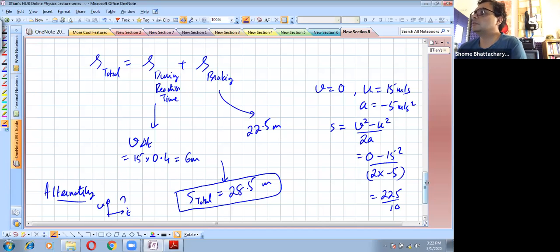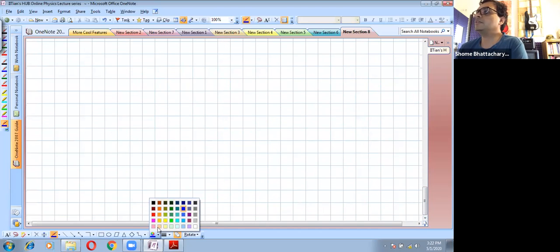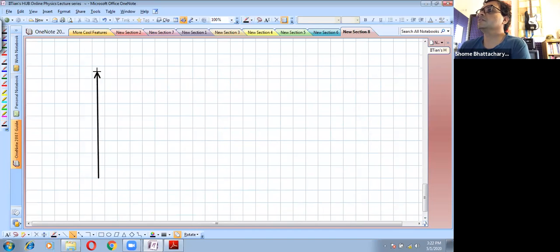Right, so most of you must have got this by now. Look at the velocity time graph here. Just draw the positive axis because he's not going backwards. He's only decelerating and coming to 0. Yes, I'll show the perspective.